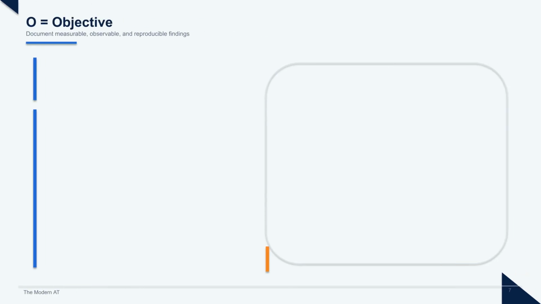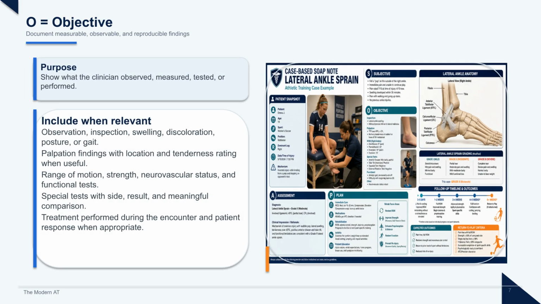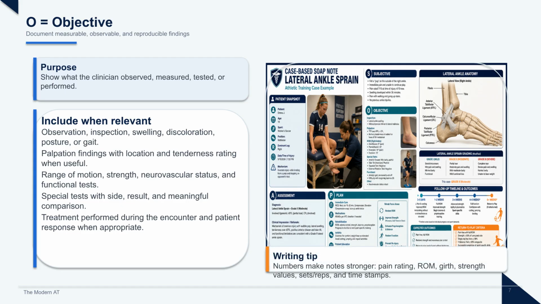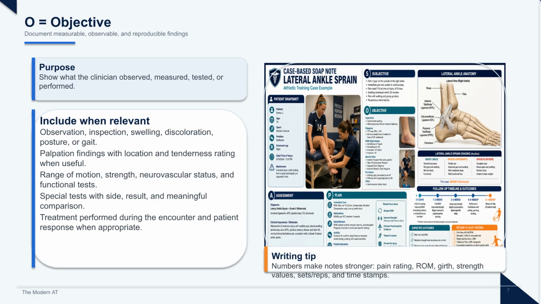The objective section records measurable, observable, and reproducible findings. This includes visual inspection, palpation findings with location and tenderness, range of motion, strength, neurovascular status, and special tests. Strong documentation uses specific measurements like girth and strength values. This data should support the clinical impression.